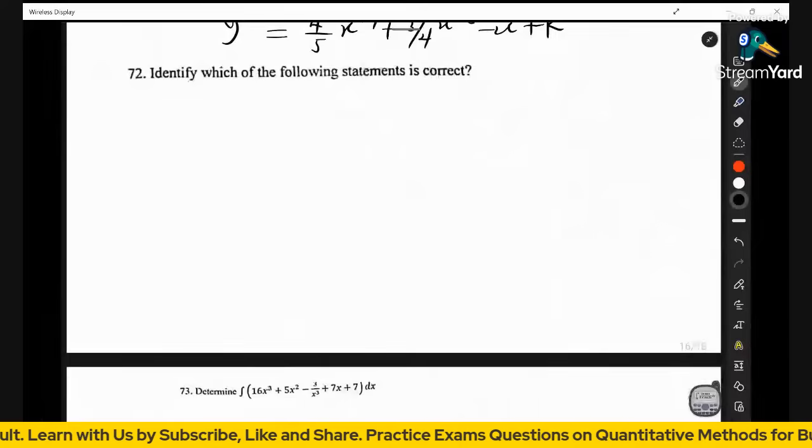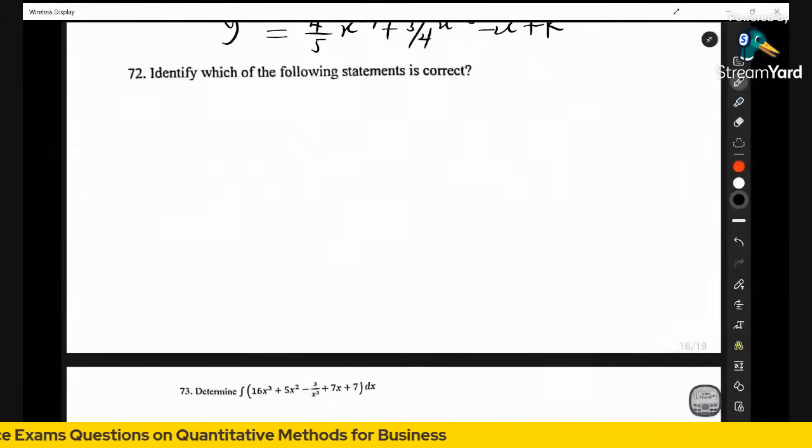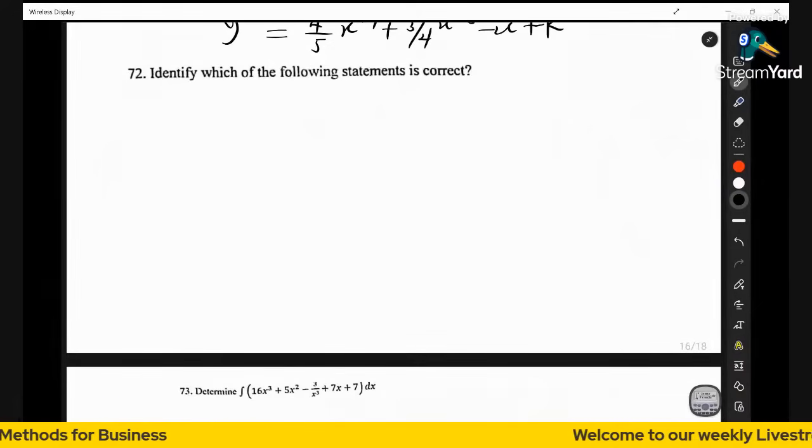72. Identify which of the following statements is correct. This one too was erased. I don't know why I typed them and then it didn't appear there. Okay.